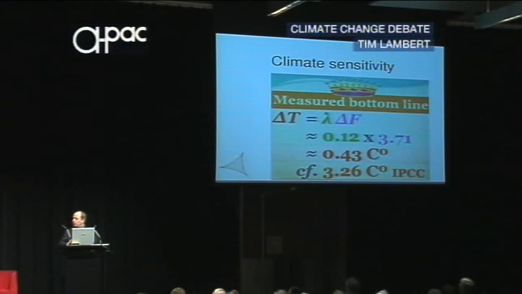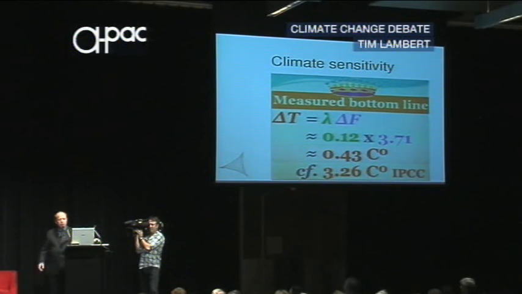And then his next slide, which I've also got here, but you can put it up too if you want, is you then take that lambda that he's worked out, 0.12, and multiply that by the 3.71. What's 3.71? That's the forcing you get if you double CO2 in the atmosphere, okay? And that's why his calculation has 0.43 degrees of warming, and the IPCC thinks it's going to be more like 3. So this is it. This is what the whole debate is about.